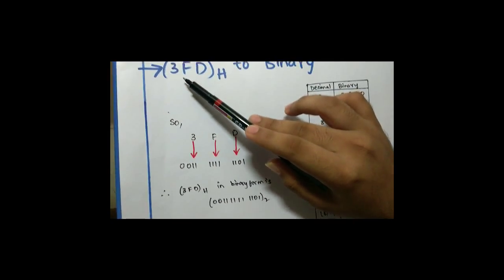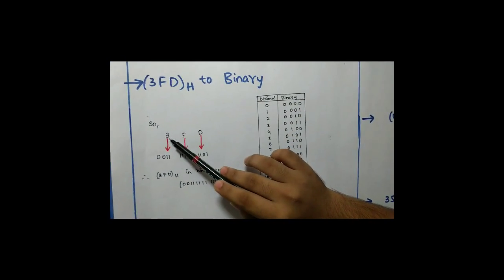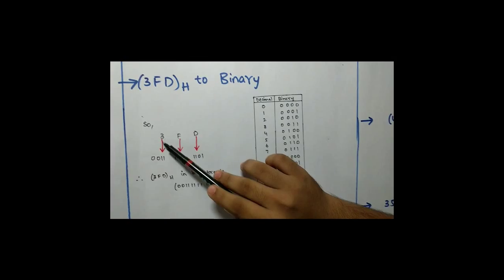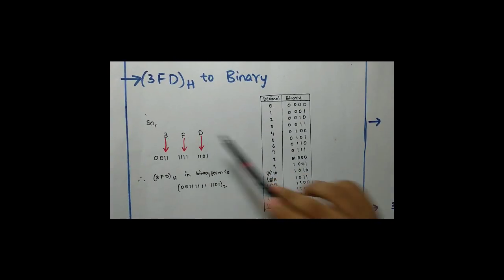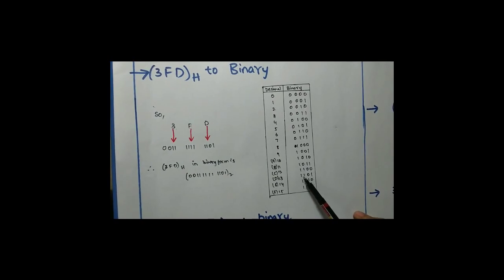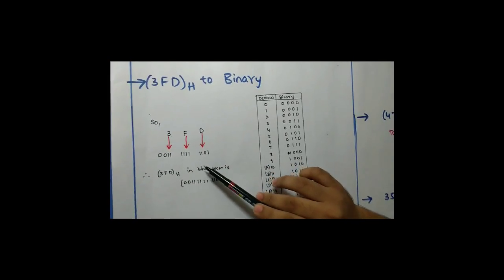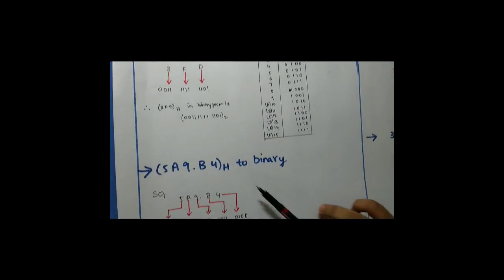Here the question is 3FD in hexadecimal. The corresponding binary number of 3 is 0011, for F it is 1111, and for D it is 1101. So the binary value is 0011, 1111, 1101. We have to combine these binary numbers. Here is the next example.